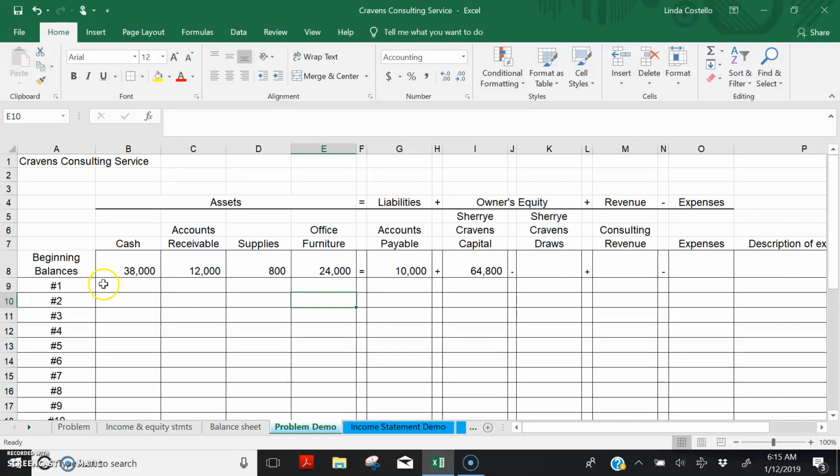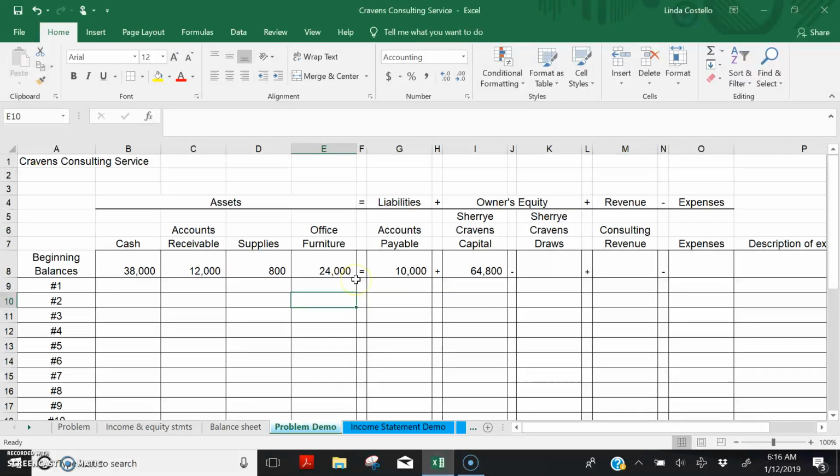We will be recording the business transactions for the month of January. The balances at the beginning of the month are posted to the assets, liabilities, and capital accounts. $38,000 of cash at the beginning of the month, $12,000 in accounts receivable. Supplies had an $800 balance. Office furniture had a $24,000 balance. Accounts payable were $10,000, and Sherry Craven's capital was $64,800.